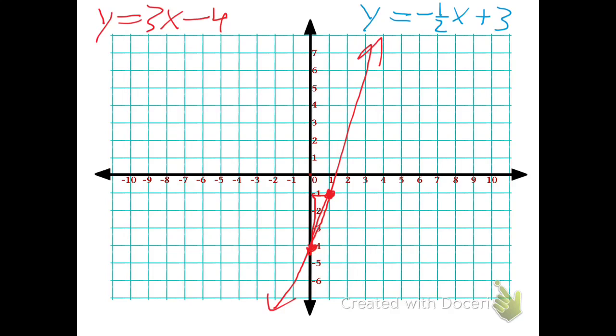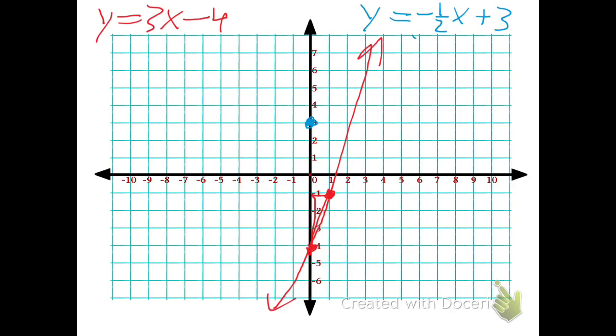Okay, so there's your red one. That's your first equation graphed. I'm going to graph the second one here in blue. So I got y equals -1/2 x plus 3. That plus 3 is my y-intercept. Remember, the part not with the x is your y-intercept. So I'm going to put a point there at 3 on my y-axis.